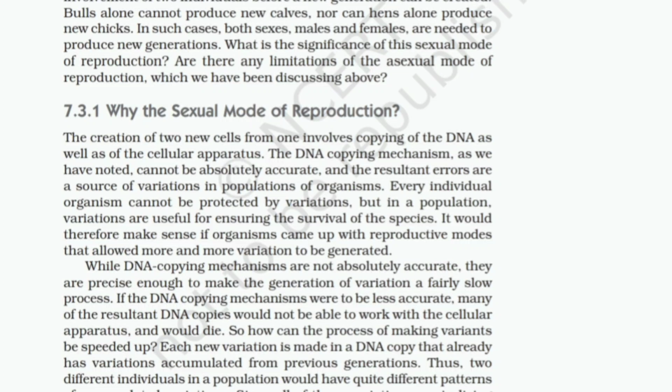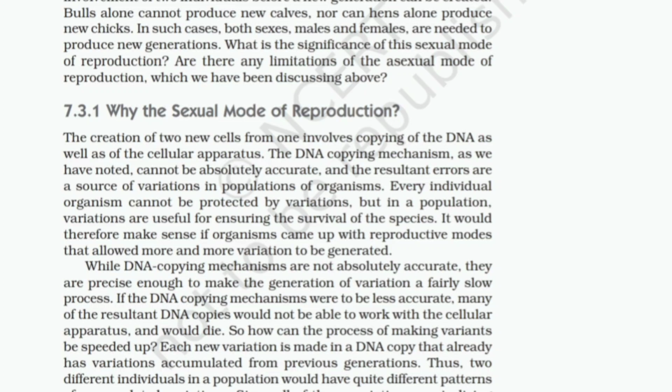Why the sexual mode of reproduction? The creation of two new cells from one involves copying of the DNA as well as of the cellular apparatus. The DNA copying mechanism, as we have noted, cannot be absolutely accurate, and the resultant errors are a source of variations in populations of organisms. Every individual organism cannot be protected by variations, but in a population, variations are useful for ensuring the survival of the species.